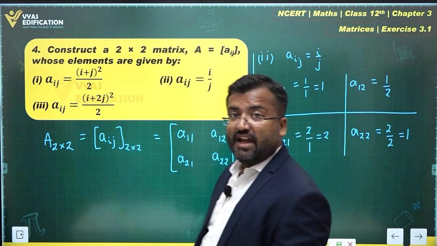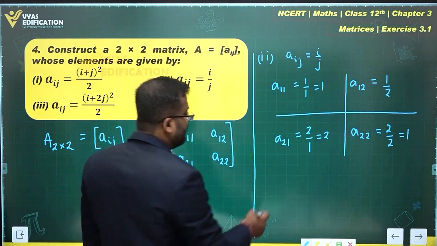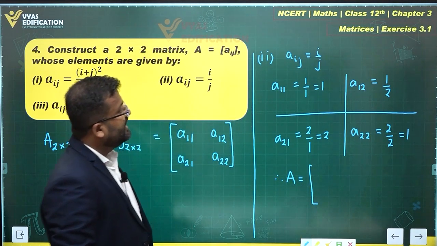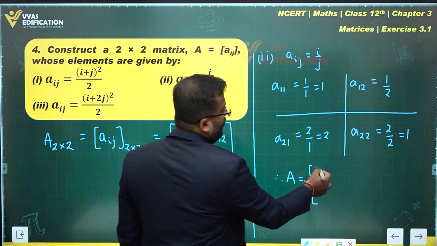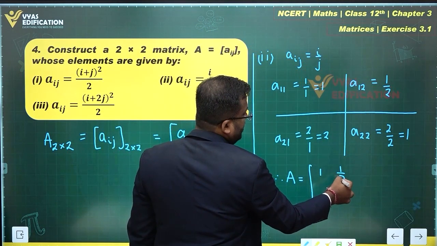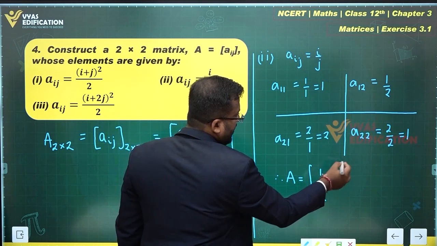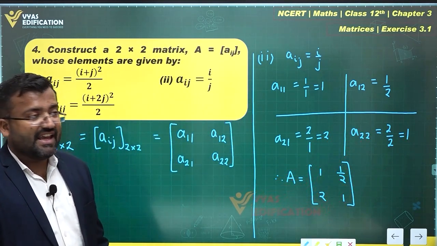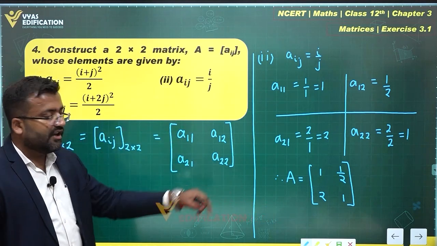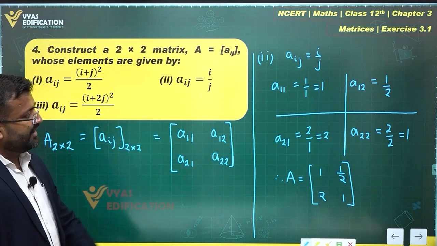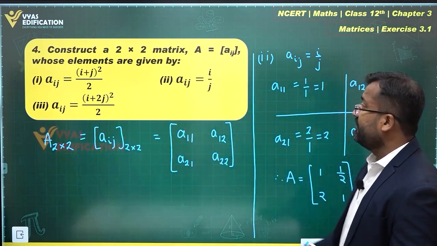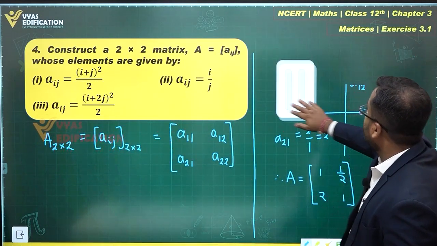This is what you get. And therefore, the matrix A that we obtain in this part has A11 equal to 1, A12 equal to 1 by 2, A21 is 2, A22 is 1. This is the matrix A for part 2. And then let's talk about part 3 after this.